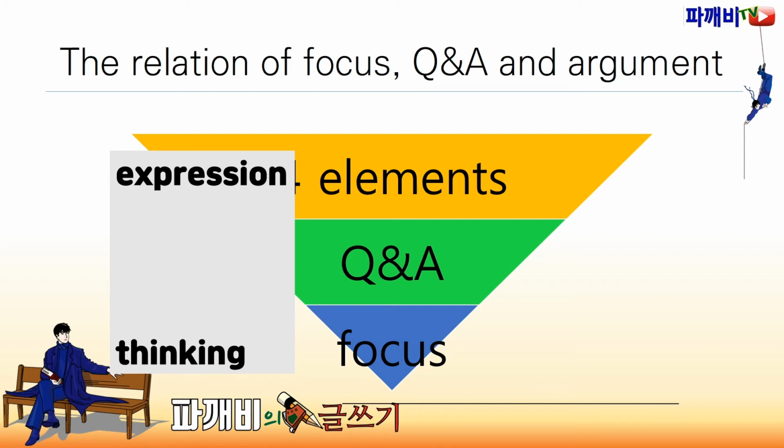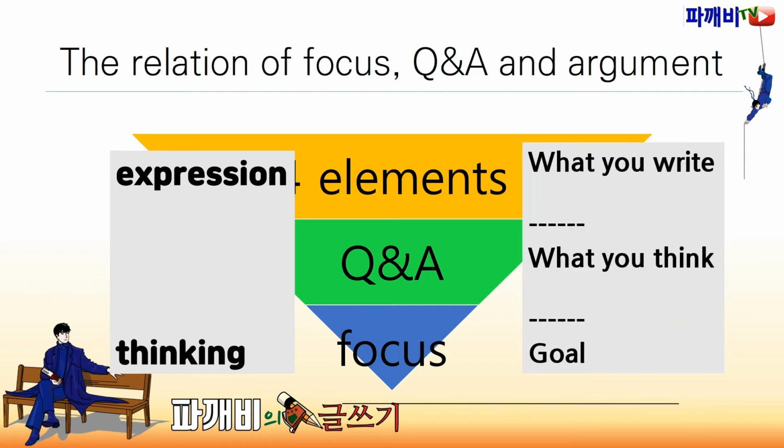This means you need focus, so you need to think, question and answer, and if you write the flow of question and answer, you make 4 elements of argument. Therefore, the focus is the goal of expression, and question and answer is the flow of the writer's thinking, and 4 elements of argument is what you are supposed to write actually.